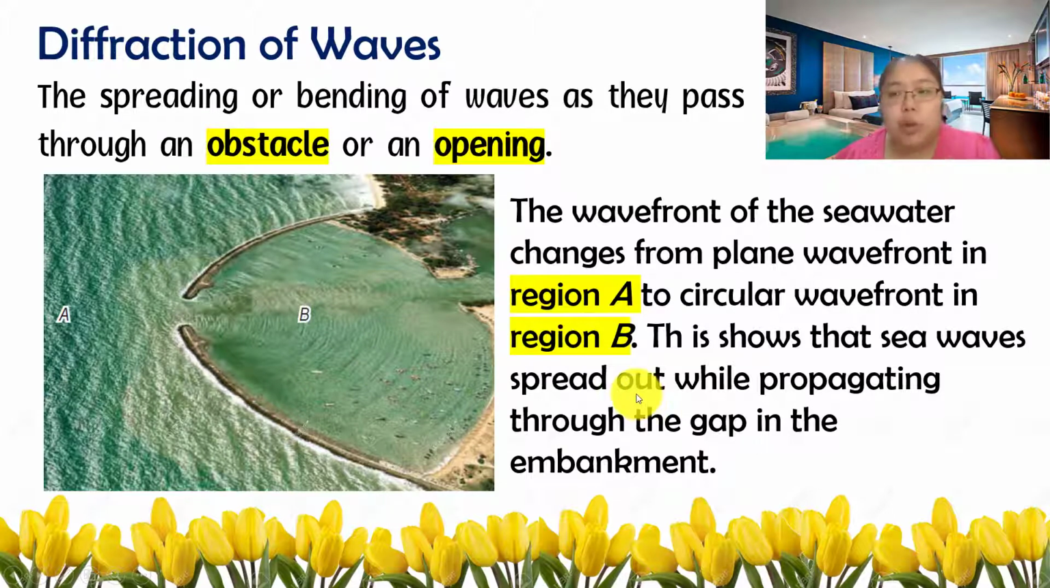So this shows a sea wave that spreads out while propagating through the gap in the embankment. So this is an example of diffraction. So the diffraction situation means the waves must go through a small gap or hit an obstacle. So finally the wave will change to another shape. Okay, let's go and see the following.